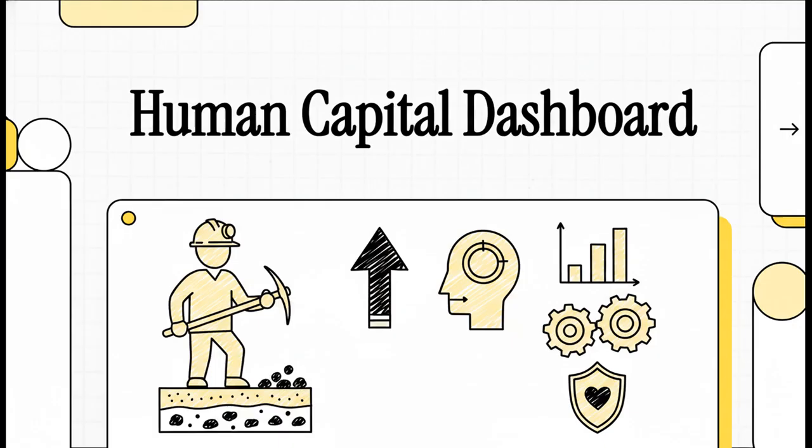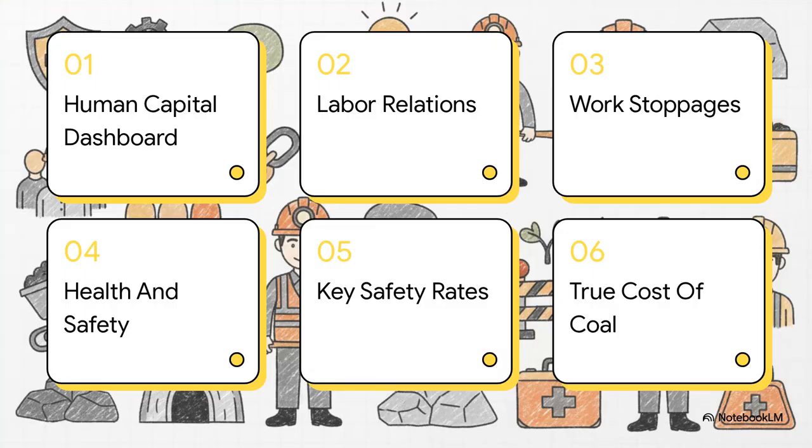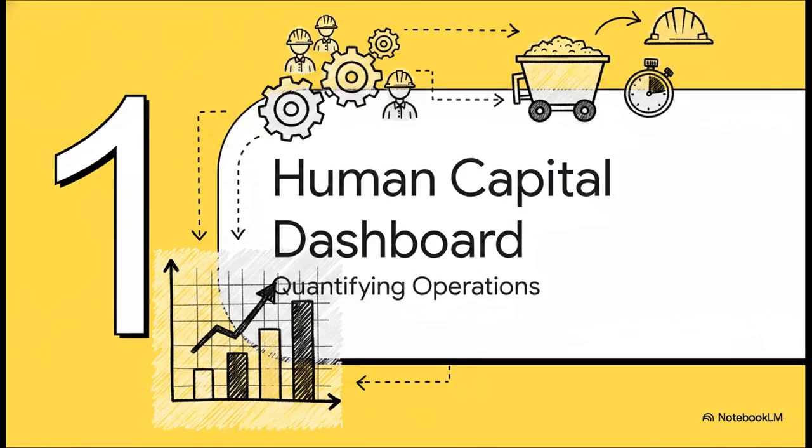We are looking entirely at the people who actually pull those resources out of the earth, and more importantly, how we can standardize the measurement of their working conditions. Here's a quick look at our roadmap for today. We're going to build out a conceptual human capital dashboard, looking at labor relations and work stoppages, before switching over to workforce health and safety, calculating those key safety rates, and tying it all back to the true financial cost of coal. So let's kick things off with Section 1, the Human Capital Dashboard.